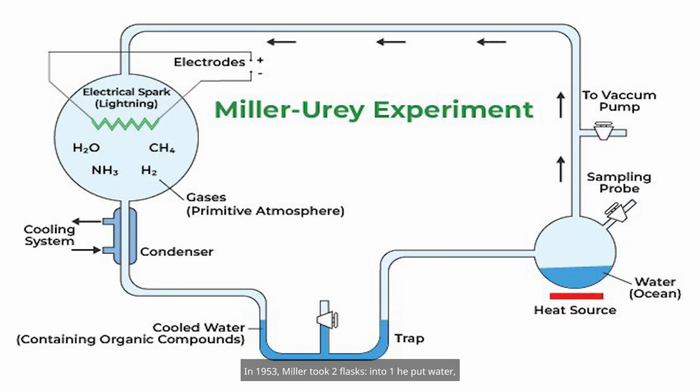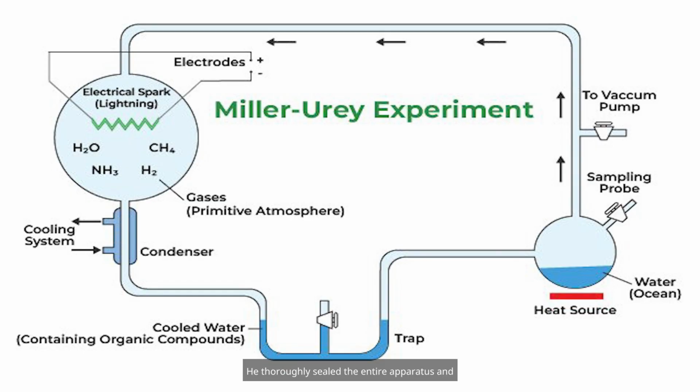In 1953, Miller took 2 flasks. Into one he put water, which was meant to represent the primordial ocean, and into the other he placed a mixture of gases, ammonia, methane, water vapor, and hydrogen, to mimic the original ancient atmosphere of the Earth. He then connected the flasks and inserted electrodes into the flask with the gases, whose sparking was meant to simulate lightning. He then heated the flask with water, which ensured circulation within the system.